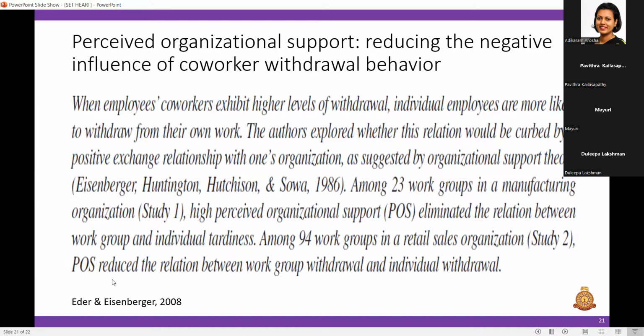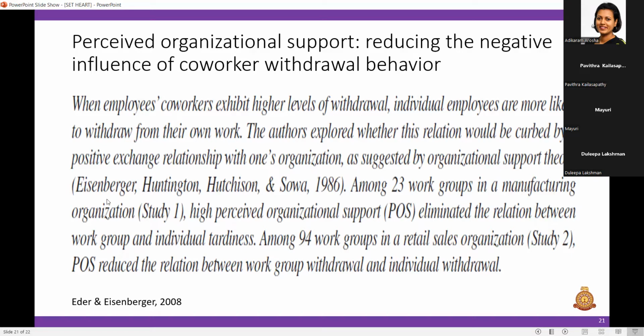Then Eder and Eisenberger looked at, again, POS. Sorry, because POS is a popular one and I have used POS. I have lots of articles on POS and LMX, so most of these examples I'm using, but there are other articles on justice and psychological contract as well. Sorry that I haven't included them.